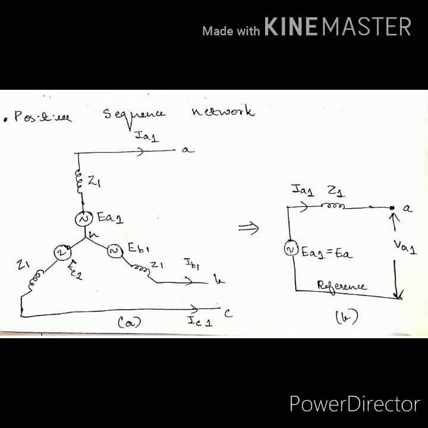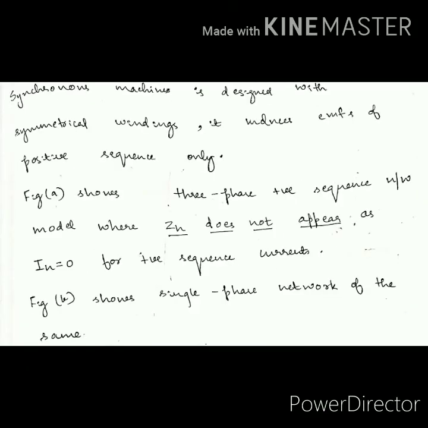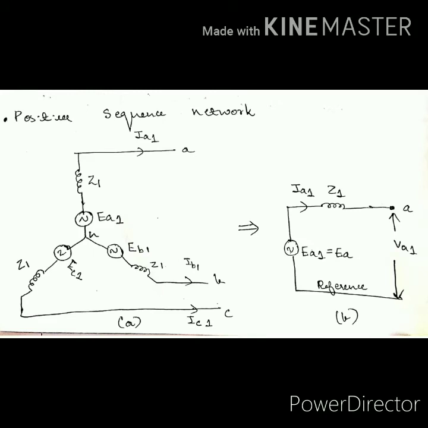After this, if you see the difference here from the previous diagram, you don't have neutral current. Because when the generator is delivering a balanced load or under symmetrical fault condition, neutral current becomes 0. So IN becomes 0. Therefore, Zn also does not appear. And if you see figure A, this is just a three-phase positive sequence network model, and the corresponding single phase network is also given on the right side in figure B.